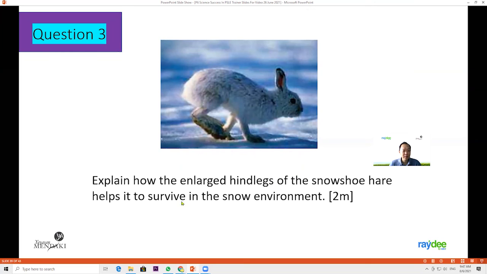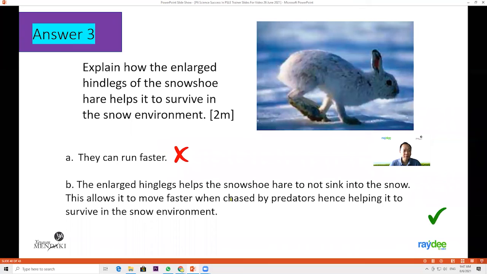Okay, let's continue. So explain how the enlarged hind legs of the snowshoe hare help it to survive in the snow environment. So this is the enlarged hind leg. Okay, as usual, there will be a lot of answers like, oh, they can run faster or protect against the cold, right? Stuff like that. These answers will get like 1 mark.